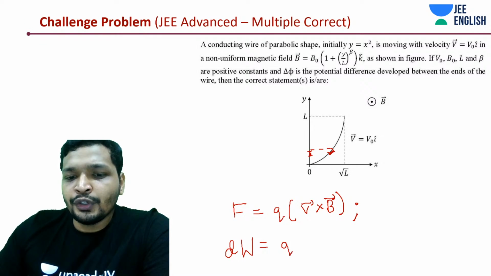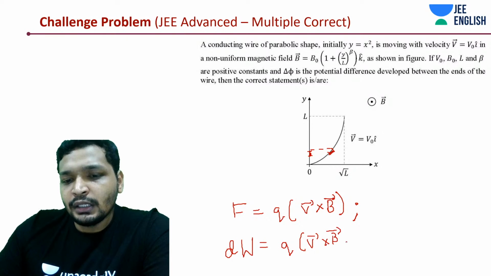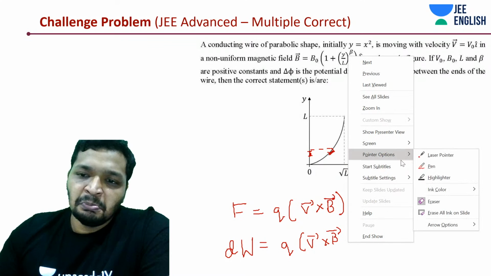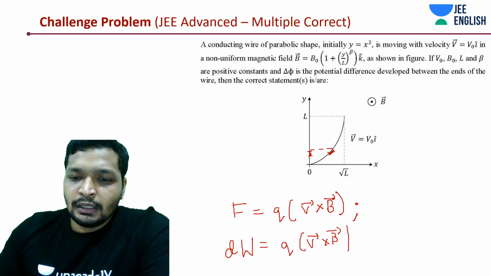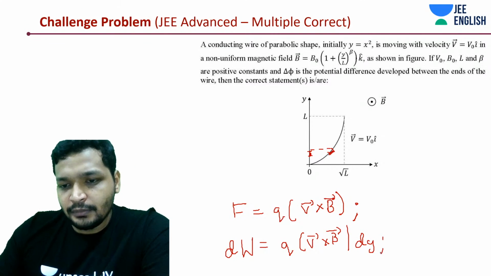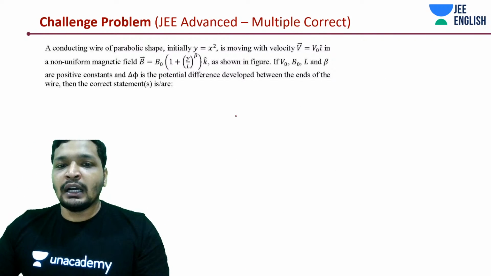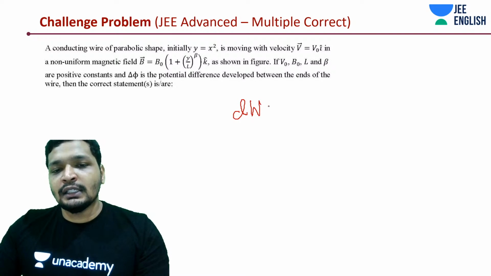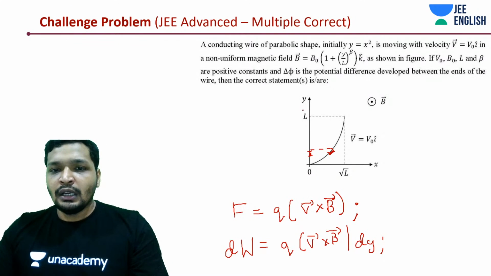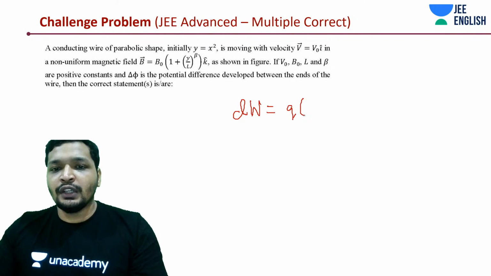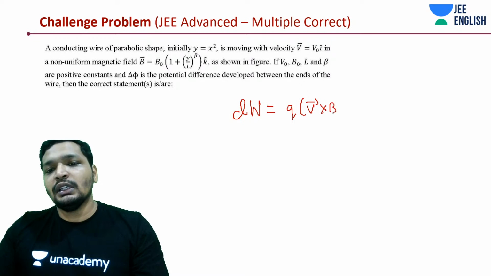So it's going to be Q into V cross B dy. This is work done. Your wire has free charges, but I'm not sure whether it would induce any EMF. That being said, how much is this? dW, work done, is equal to, how much did we get? QV cross B, into dy.